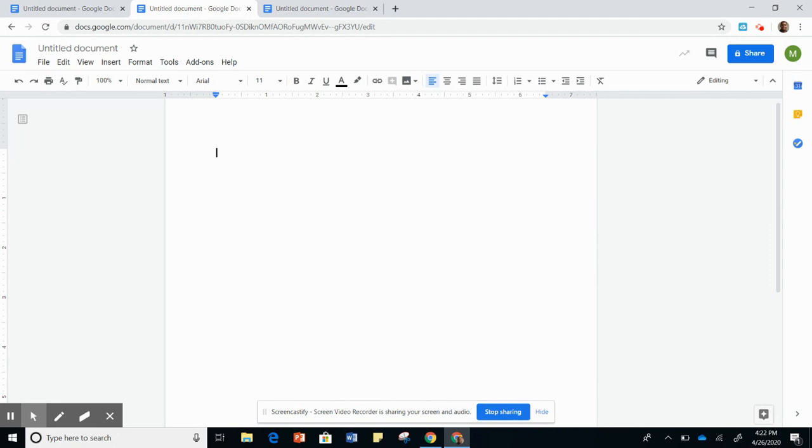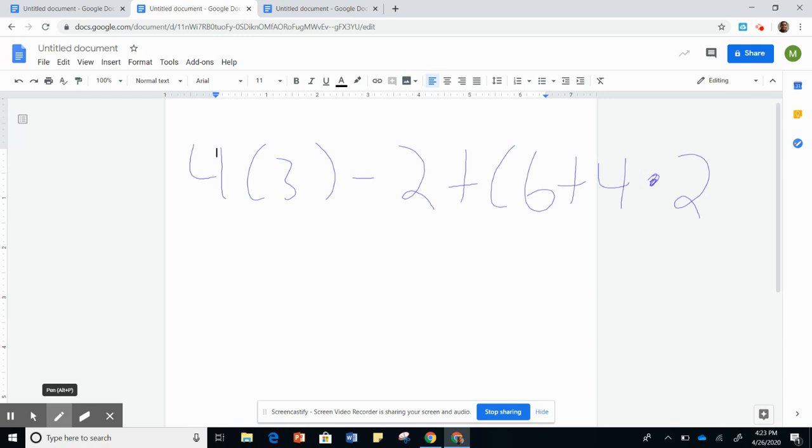All right, so first example, here we go. We have 4 times 3 minus 2 plus (6 plus 4 times 2). Okay, so according to the order of operations rule, you want to start in the parentheses first. Notice inside the parentheses, you still have to follow the order. So should we start 6 plus 4 or 4 times 2?